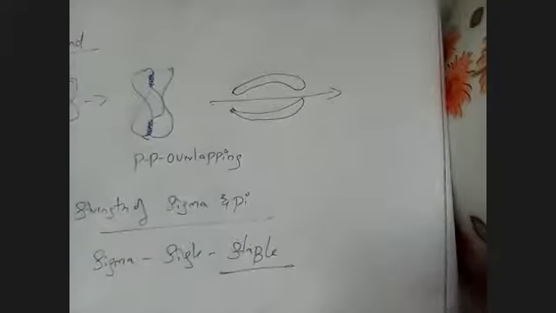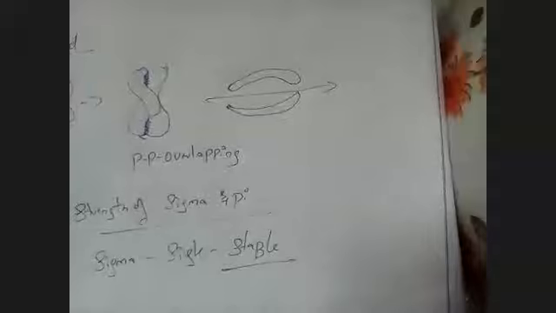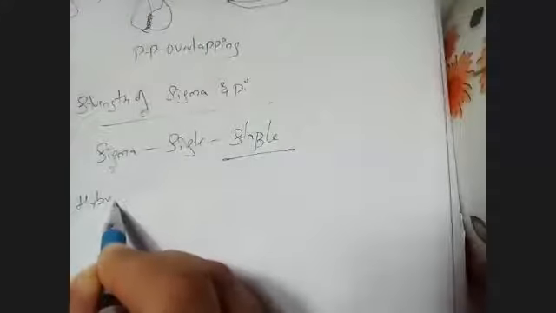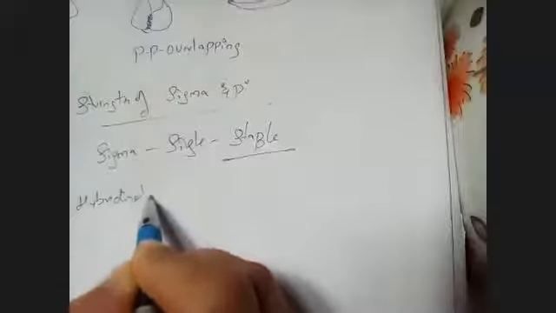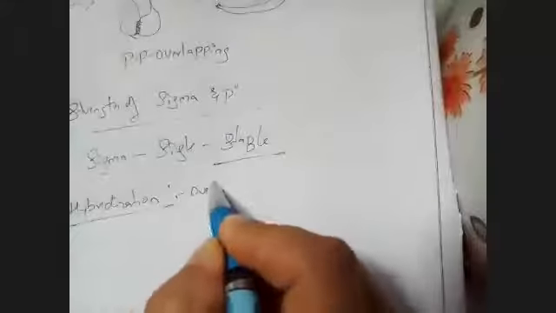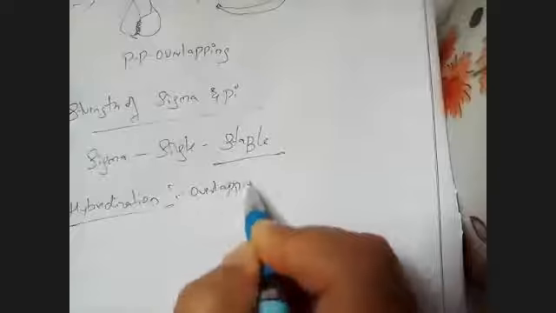Okay, so hybridization means it is an overlapping of orbitals. Hybridization is the next topic. Hybridization means it is an overlapping of orbitals.